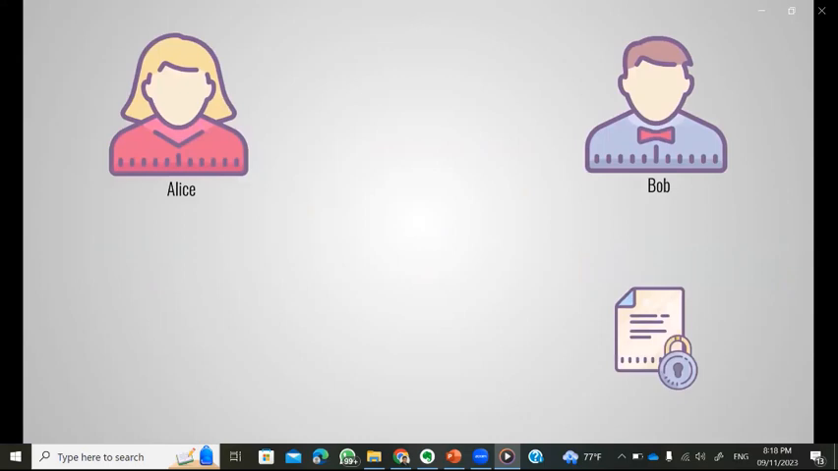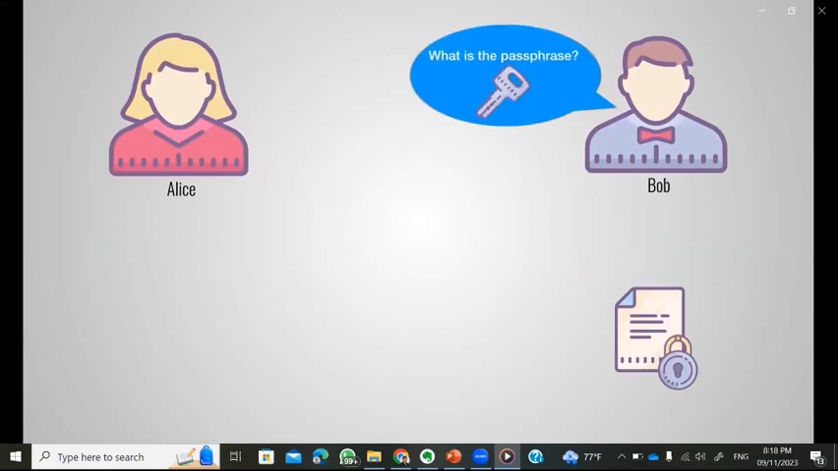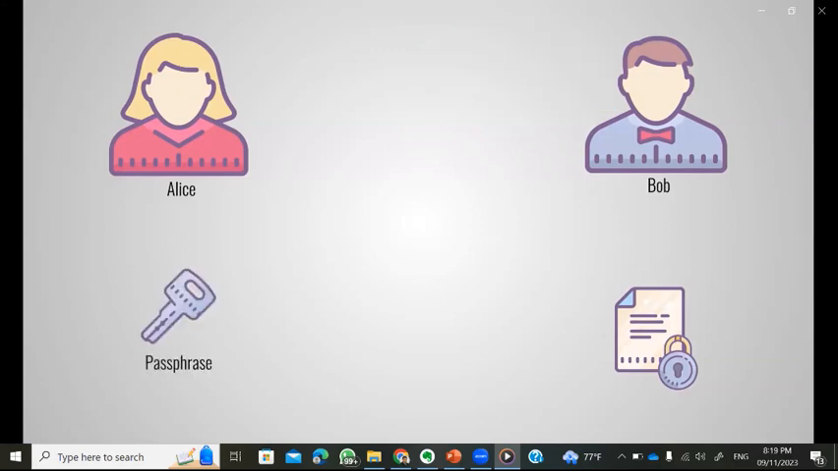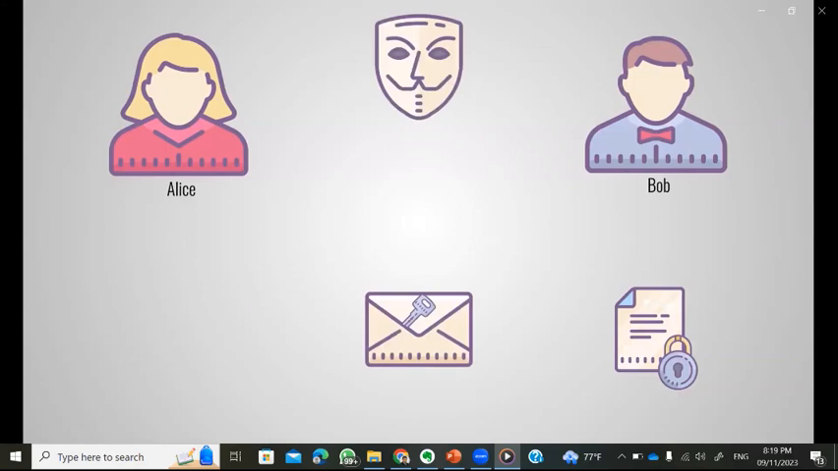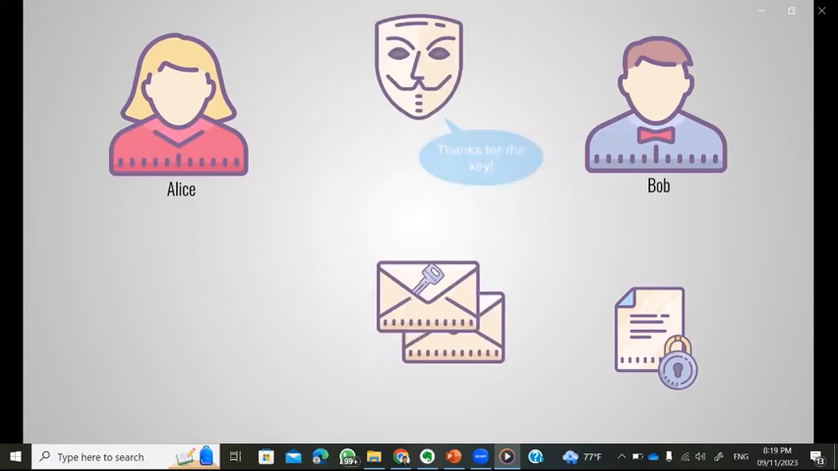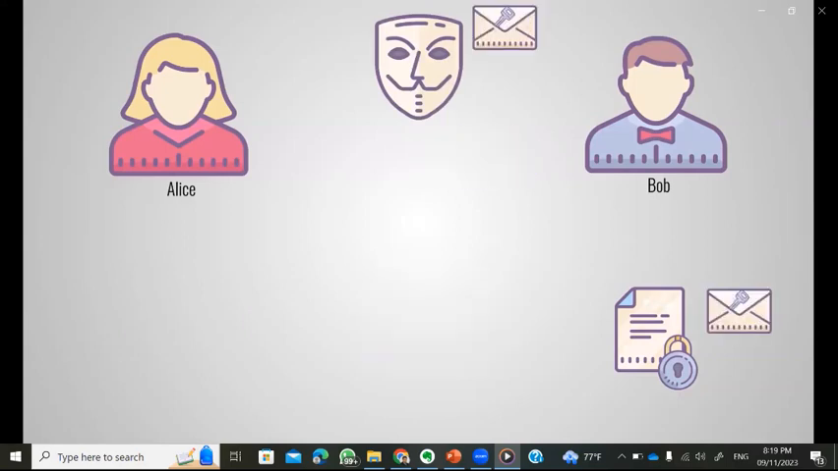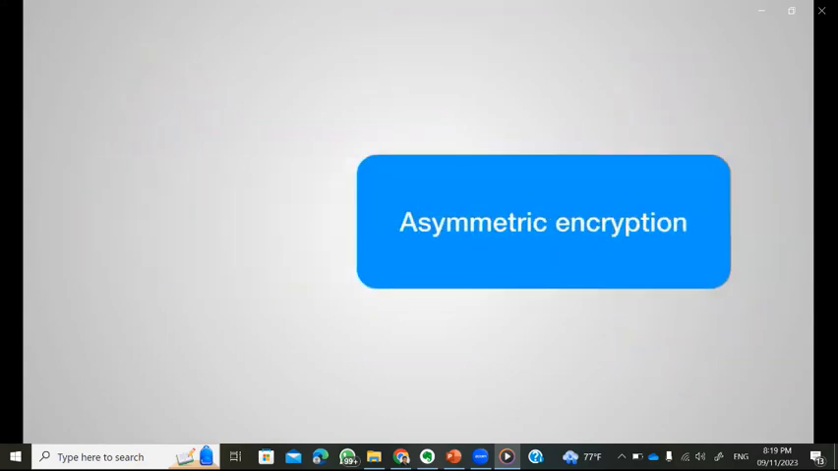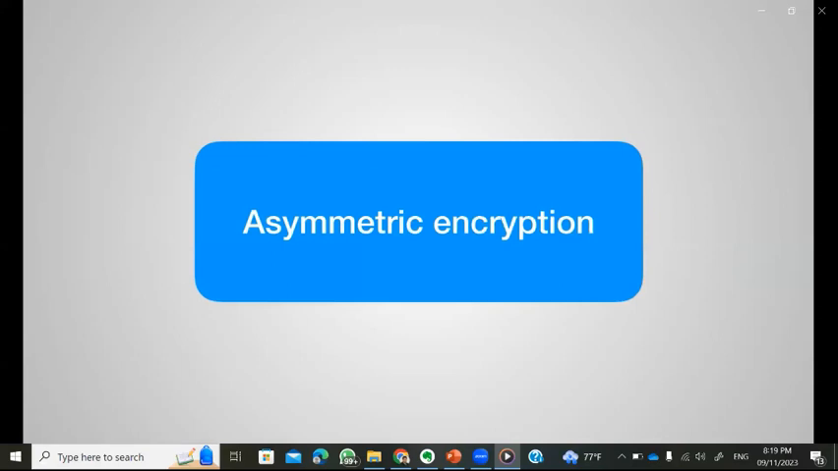She then sends the encrypted document to Bob. However, Bob cannot open this message because he doesn't know the passphrase that Alice used to encrypt the document. In other words, he doesn't have the key to open the lock. Now comes a real problem. How does Alice share this passphrase securely with Bob? Sending it through email is risky because others might find the passphrase and use it to decrypt any messages between Alice and Bob. This is exactly the kind of problem that asymmetric encryption intends to solve.